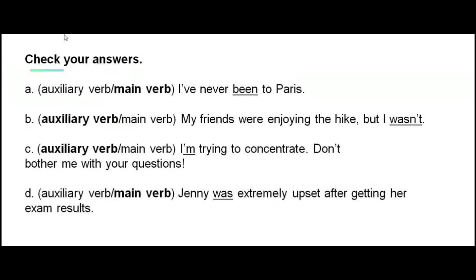Now let's check your answers. A. I've been to Paris. Main verb. My friends were enjoying the hike, but I wasn't. Auxiliary verb. I'm trying to concentrate. Don't bother me with your questions. Auxiliary verb. Jenny was extremely upset after getting her exam results. Main verb.